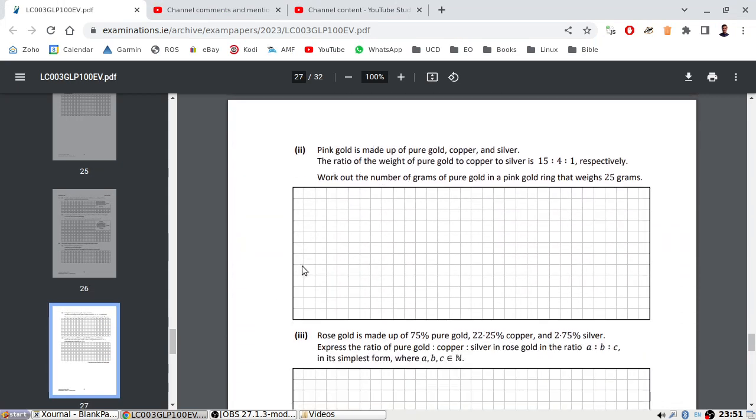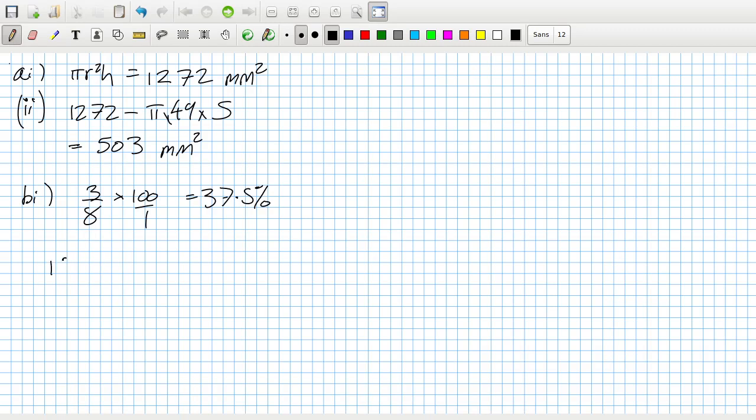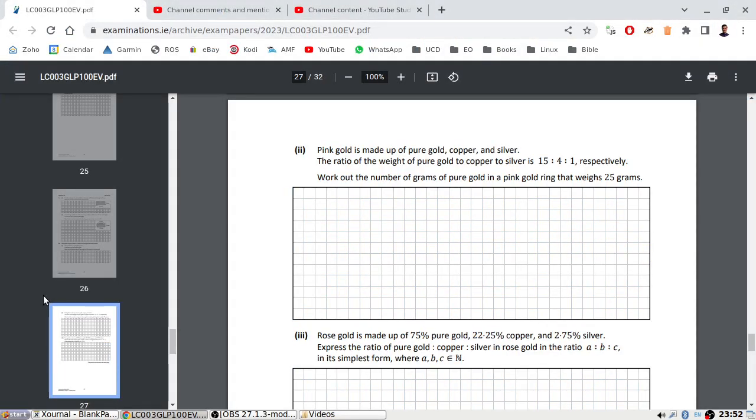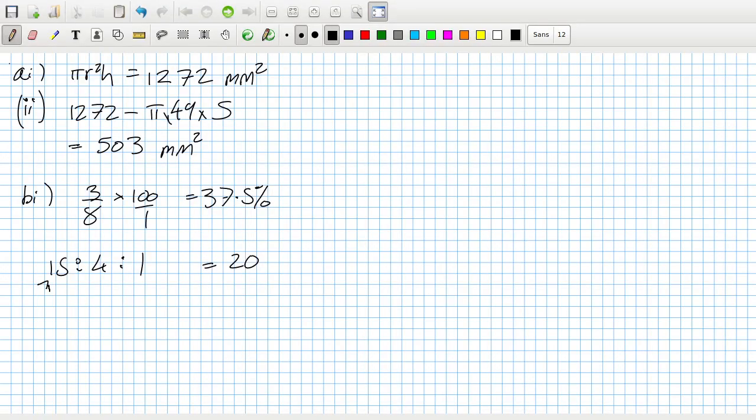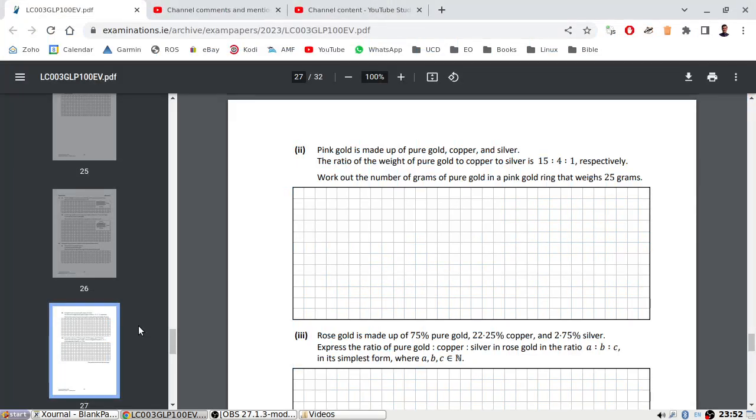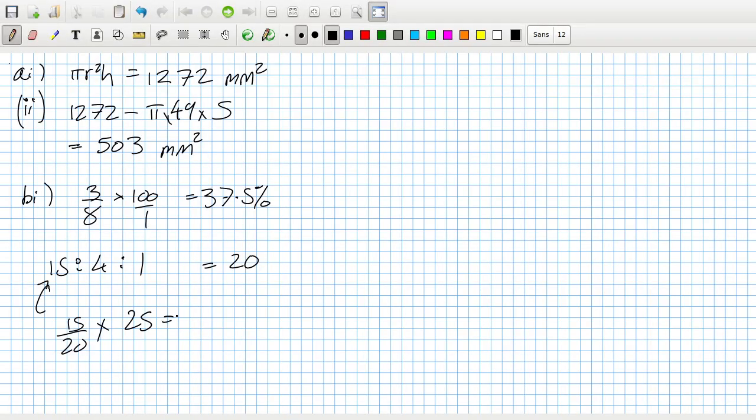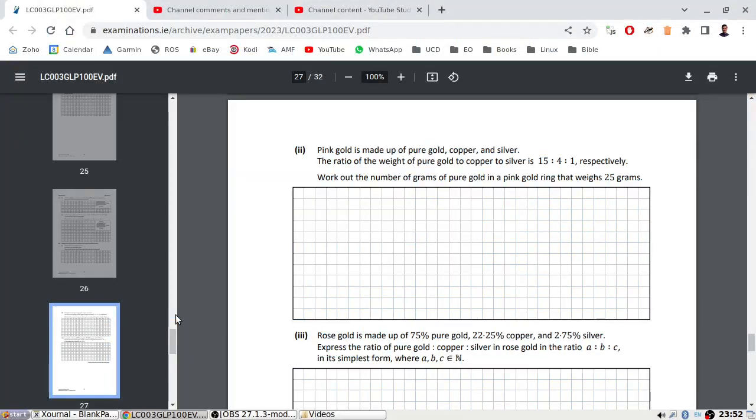Pink gold is made up of pure gold, copper, and silver in the ratio of 15:4:1. Work out the number of grams of pure gold in a pink gold ring that weighs 25. Okay. So 15:4:1. If you add them up, that's 20. So which one is it? This is the ratio of the weight of pure gold to copper to silver, and we're looking for pure gold, which is that one. So it's 15/20 times 25 grams. That is 18.75 grams.